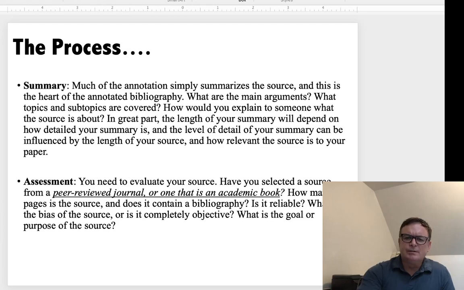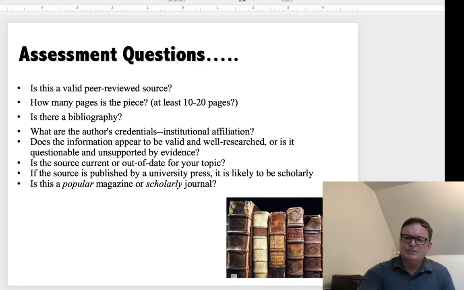For assessment, what I'm looking for is for you to evaluate your source. And I'm not looking for a ton of information here. 1 or 2 sentences would really be sufficient. I have assessment questions on the PowerPoint that I think are good to look at. The first few are probably the most important. Is it a peer-reviewed source?